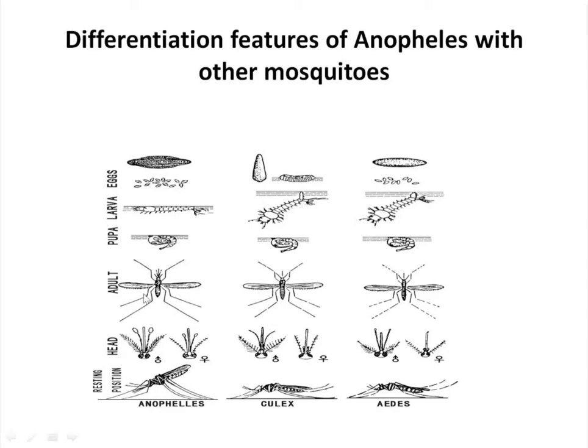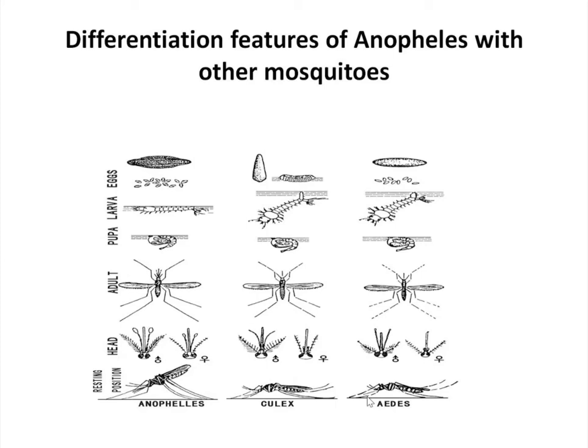Next is adults. In the last picture, if you see the resting position, Anopheles, as I told you, makes an angle and rests on the surface. You can see this is an angle. Whereas the others don't make any angle and exhibit a hunchback appearance. These are the differentiating features of different mosquitoes you must know.